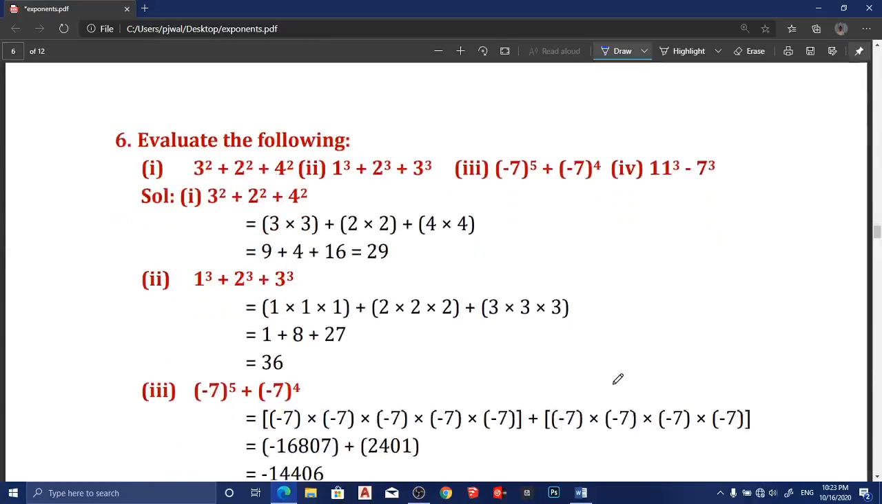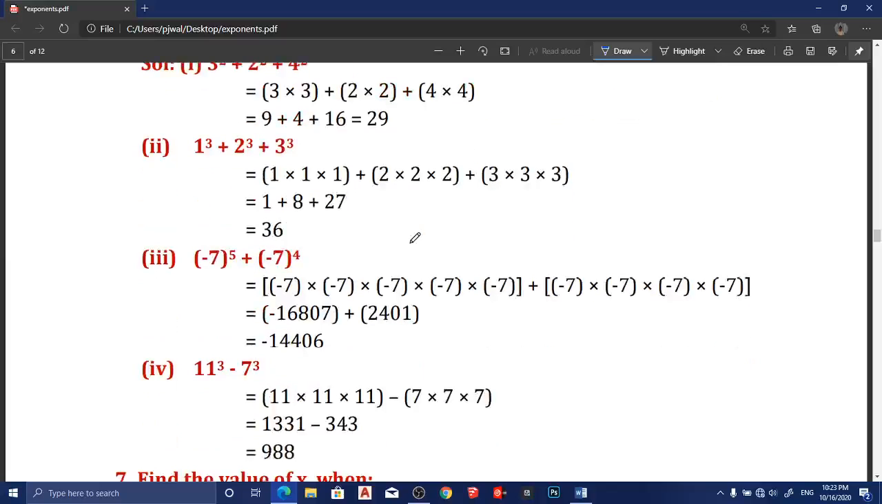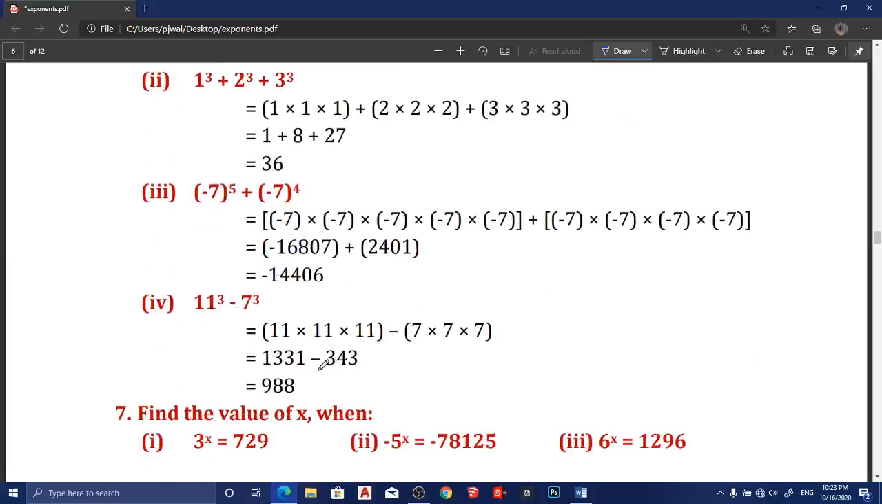Next, evaluate the following. Here also observe, plus signs are given in between, means after expanding them and multiplying them, you have to add them. One problem I explain. 3 square means 3 into 3 plus 2 square means 2 into 2 plus 4 square means 4 into 4. 3 3s are 9 plus 2 2s are 4 plus 4 4s are 16. By adding them you will get 29. So like this, all these problems you have to expand, multiply and add them. If there is subtraction, you have to subtract them.